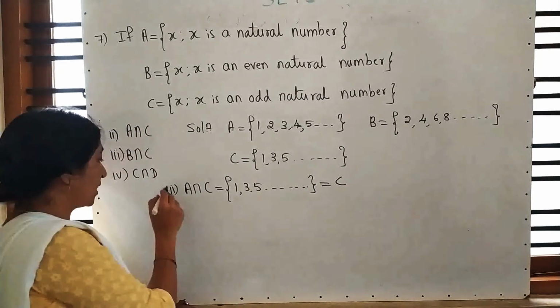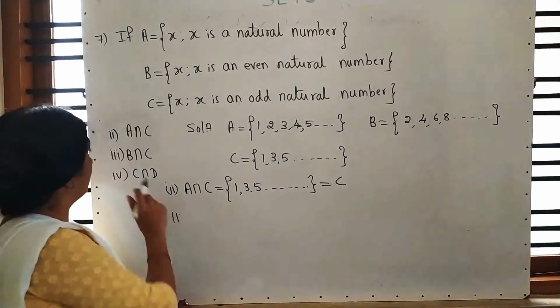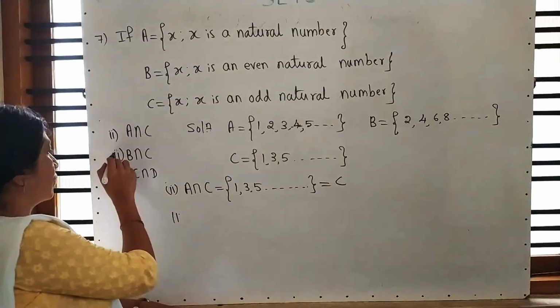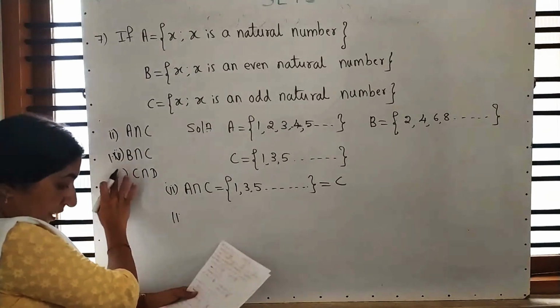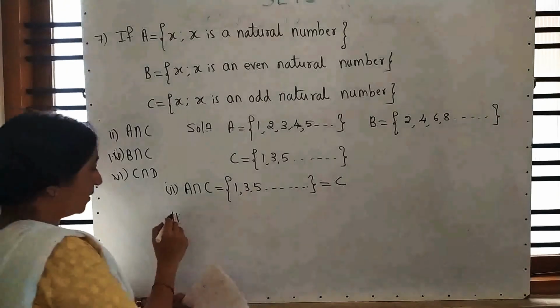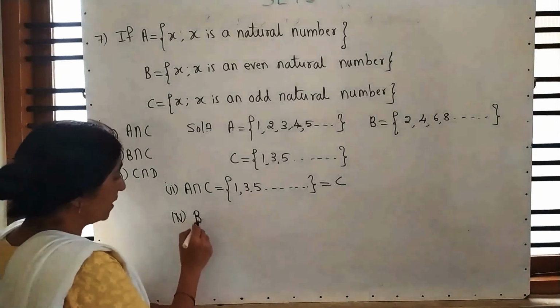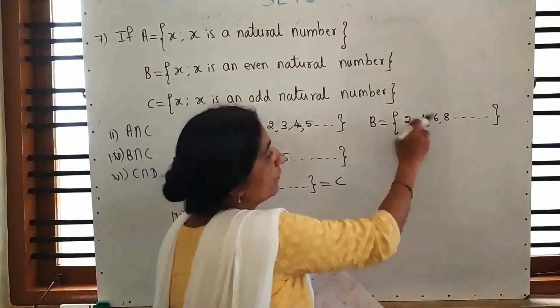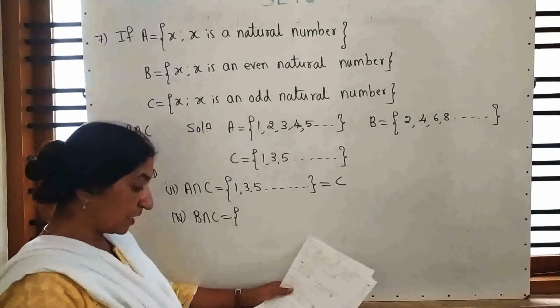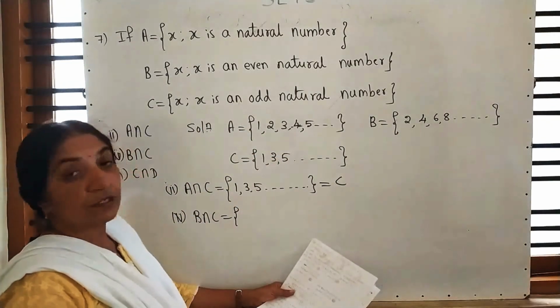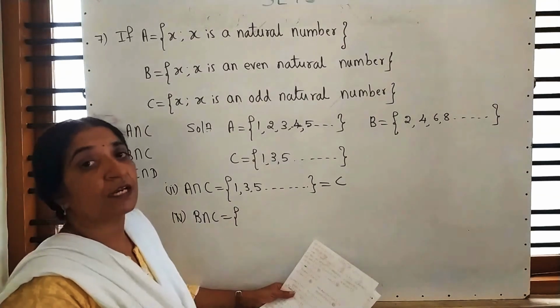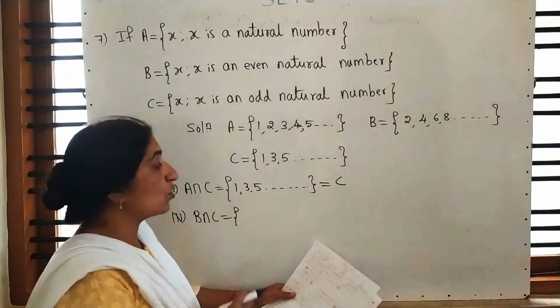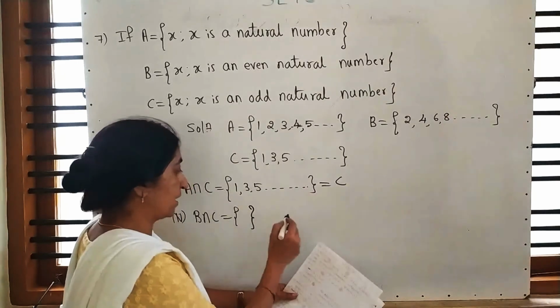Next, the second one, the fourth one, and the next one is the sixth. See the fourth one, B intersection C. B is the set of even natural numbers and C is the set of odd natural numbers. So even and odd numbers, there is no common term. So it is a null set.